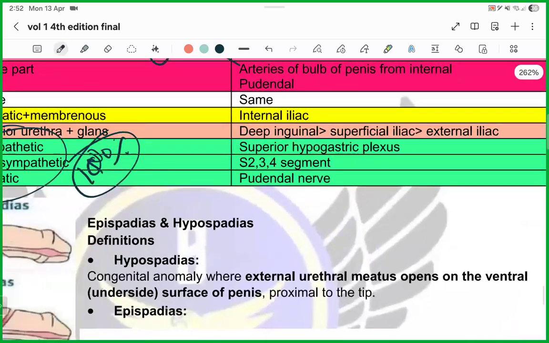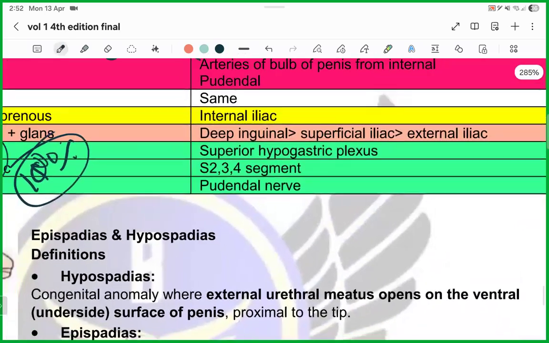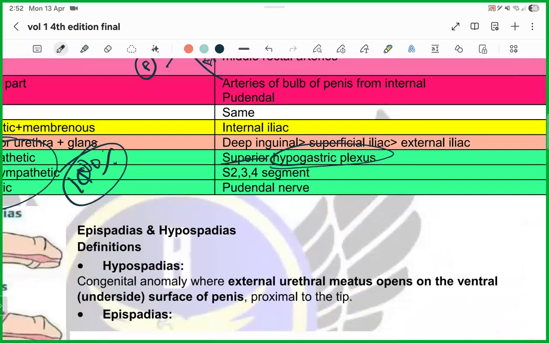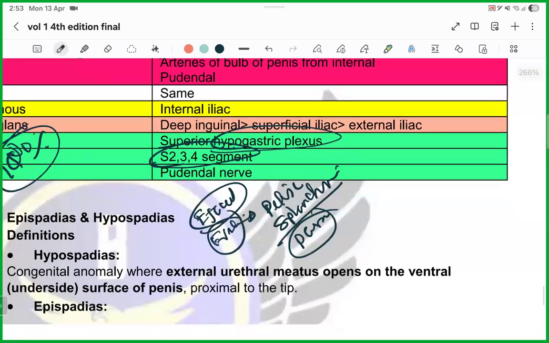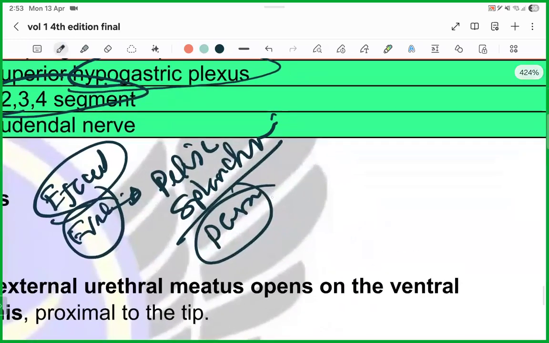Remember ejaculation, erection. Okay. For ejaculation, just remember the hypogastric plexus; superior and inferior is not important. Erection is maintained by the pelvic splanchnic nerve. Parasympathetic phenomenon will cause erection, and sympathetic phenomenon will cause ejaculation.